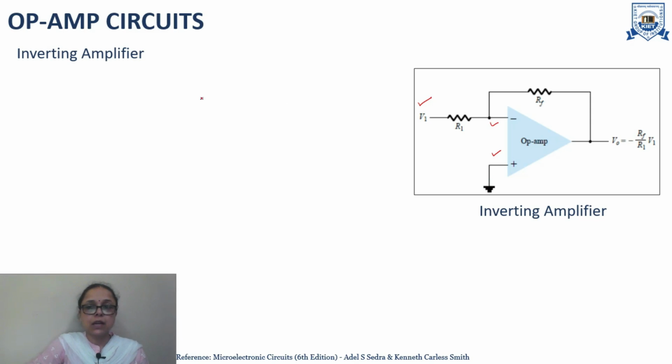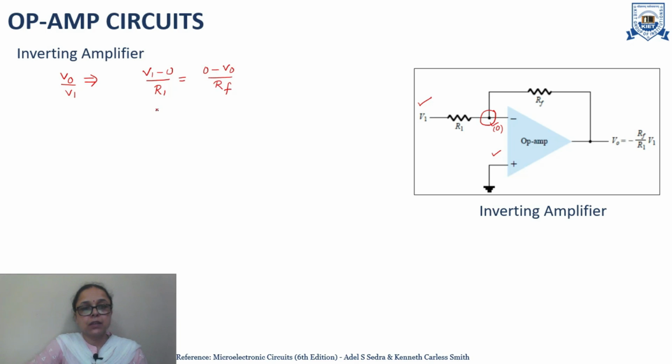So in order to calculate the voltage gain of this amplifier, that is VO upon V1, what is the first step? Apply KCL at this node. Because of the virtual ground concept, the positive terminal is at ground, so the negative terminal will also be at ground, meaning here also there will be zero potential. So if we apply KCL at this node, we can write (V1 minus 0) by R1 is equal to (0 minus VO) by RF.